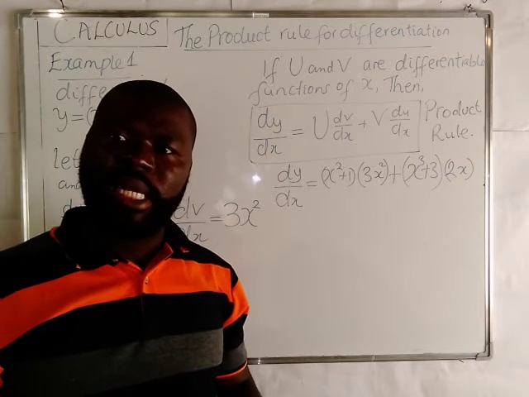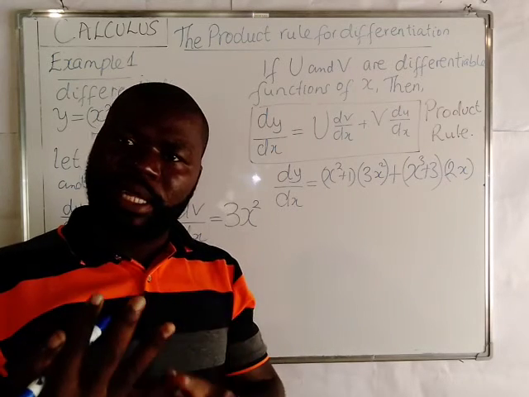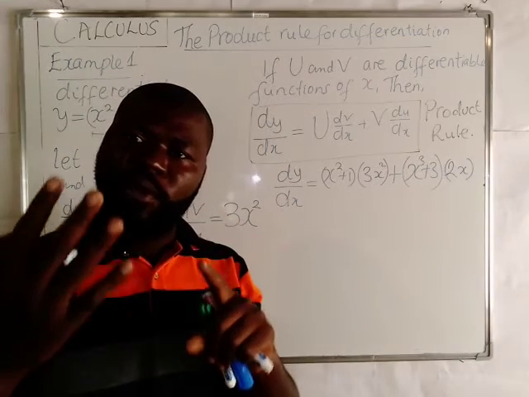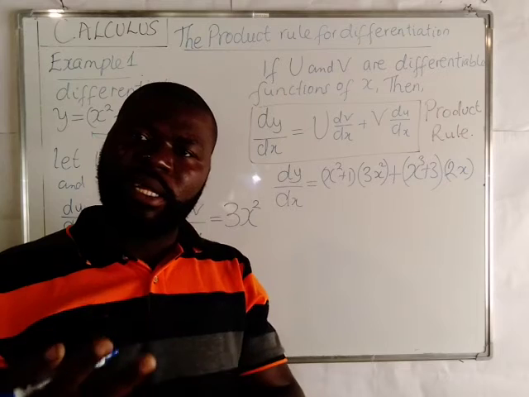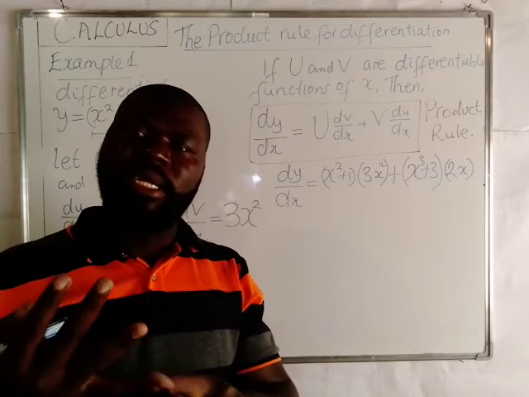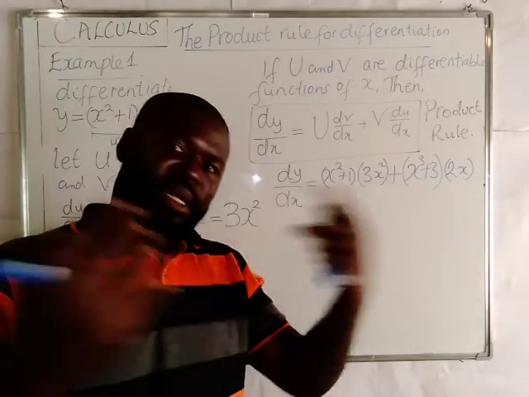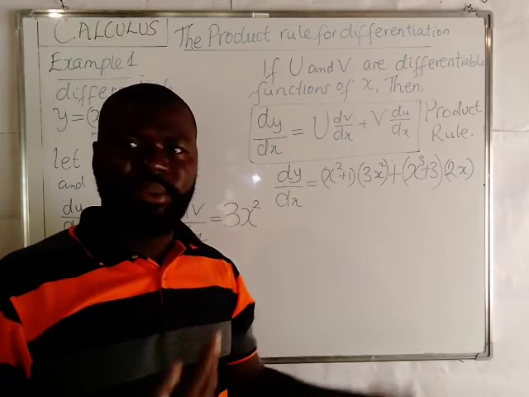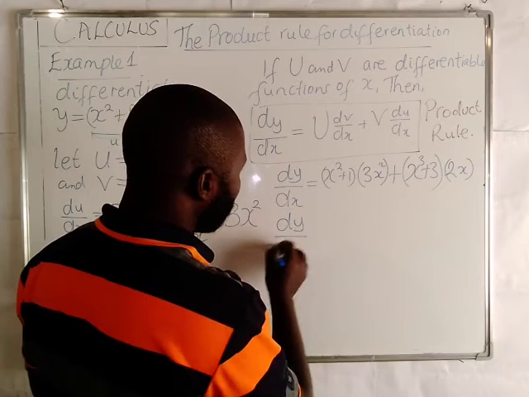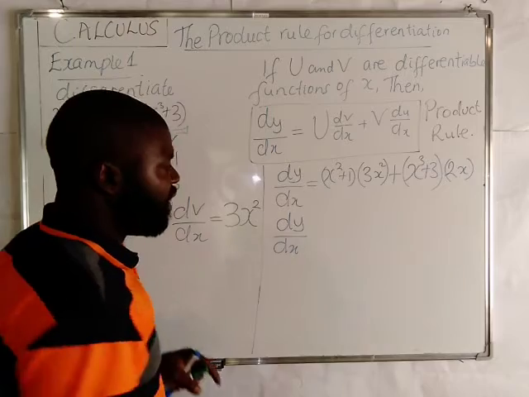The product rule says u dv dx plus v du dx. So we need to know all those four quantities: u and v, then the derivative of v called dv dx, and the derivative of u called du dx. Then we substitute them in the formula as we have done. Then it's a matter now of just simplifying.